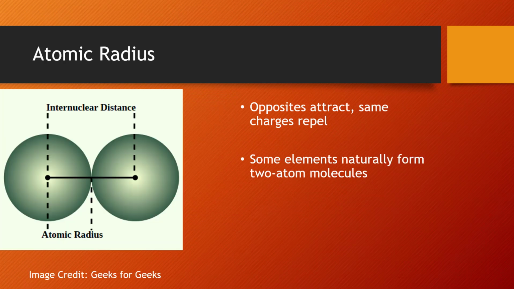So let's start with atomic radius. This is going to be, if you had two atoms right next to each other, the atomic radius is half the distance between their nuclei. You can think of it too as if an atom was roughly a sphere, the radius is, well, the radius. And of course, we also know with atomic radius that same charges are going to repel one another, so we're going to get a larger radius.